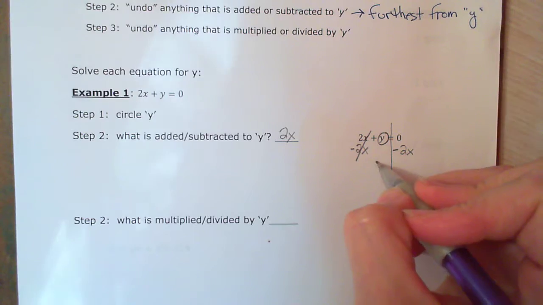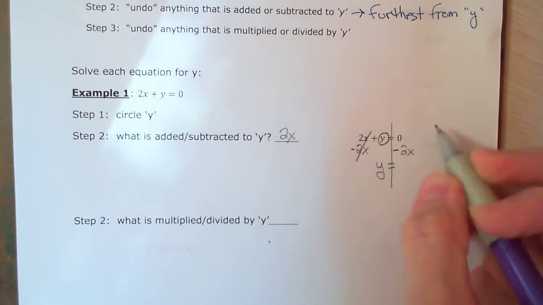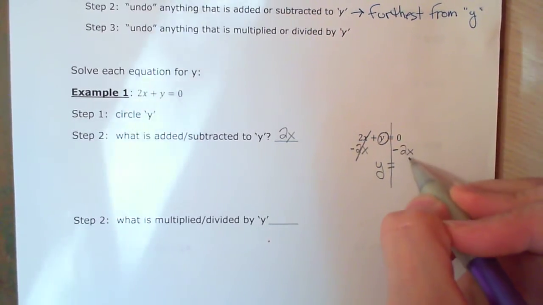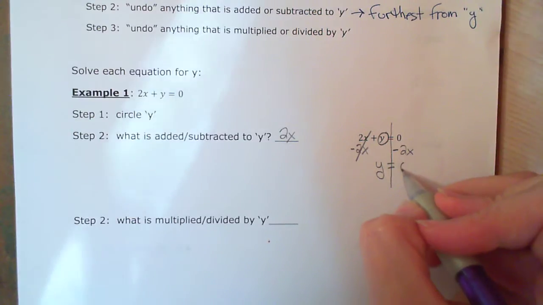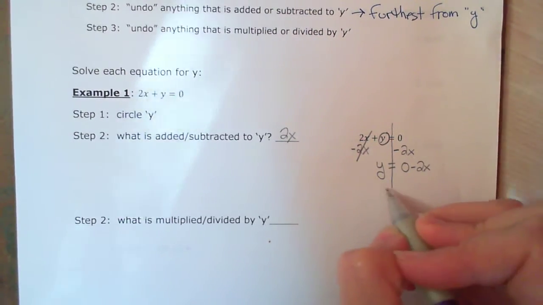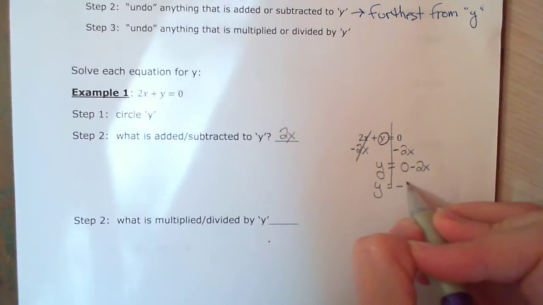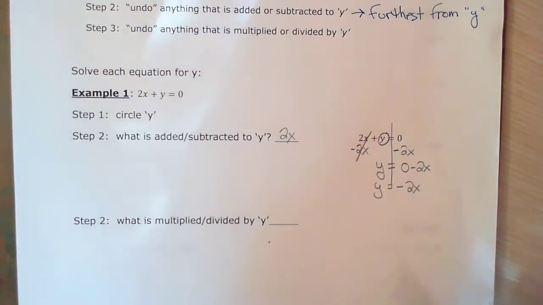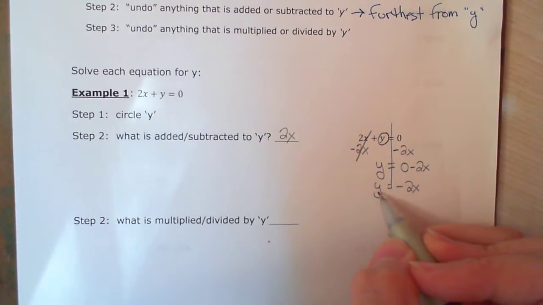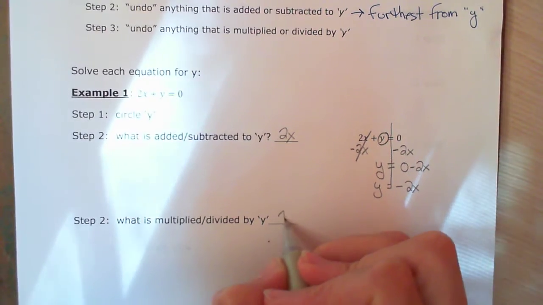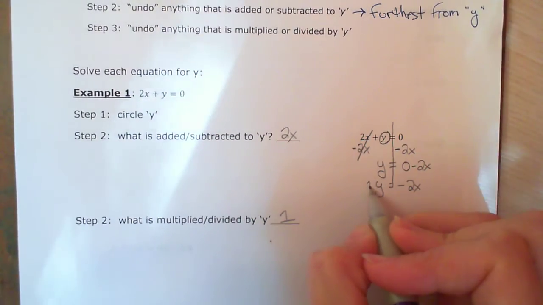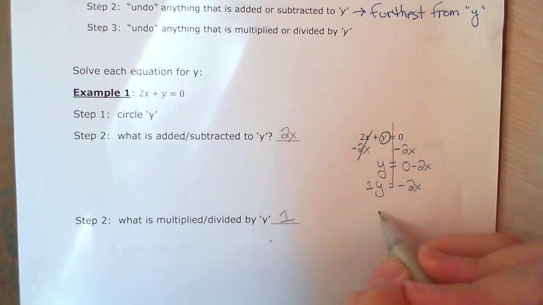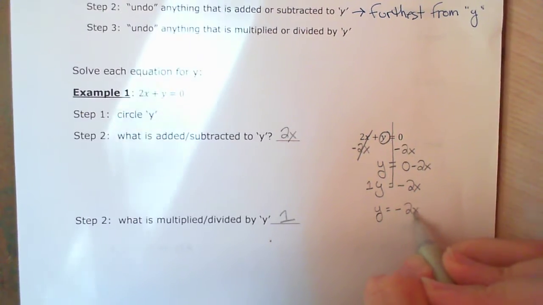On this side of the wall, or the equal sign, I now have y. And on the other side, 0 and 2x are not like terms, so I can't combine those. So what I have is this, 0 minus 2x, but 0 minus 2x is just negative 2x. So then step 2 is what is multiplied or divided by y? Well, if I look at it, it looks like nothing. And really there is an invisible 1 in front of this y that we don't write in algebra. But it's the same as y all by itself. 1y is the same as just y equals negative 2x.